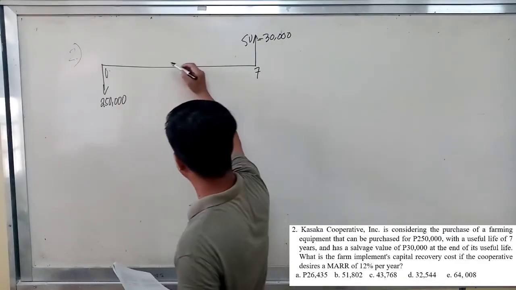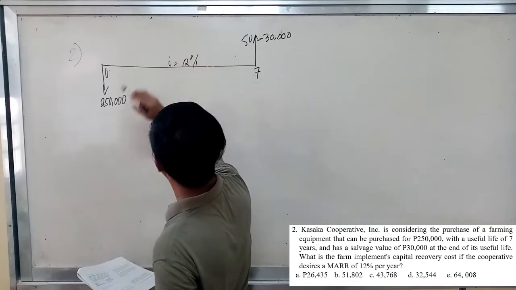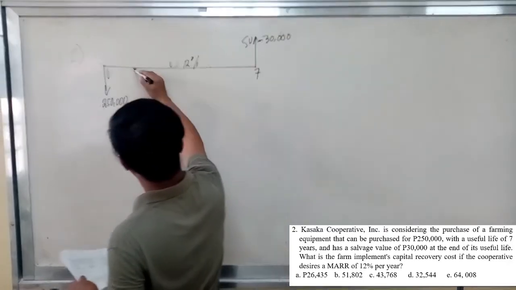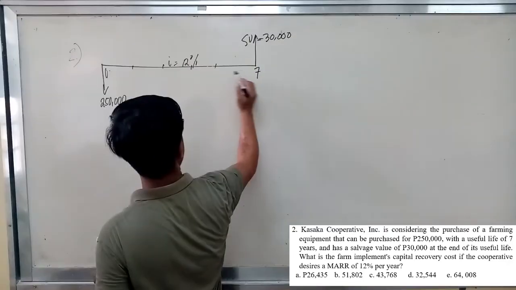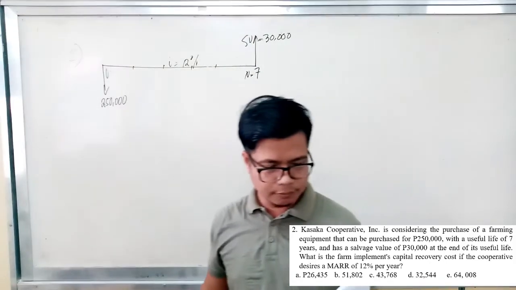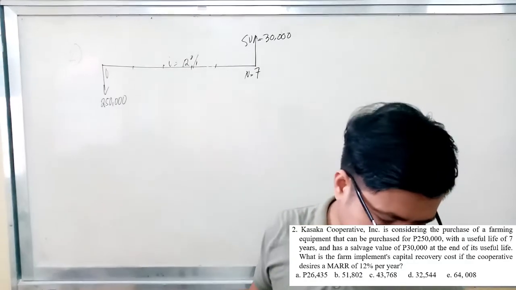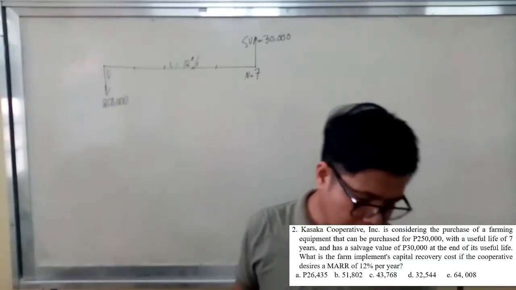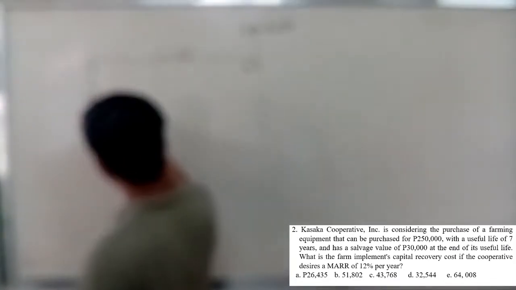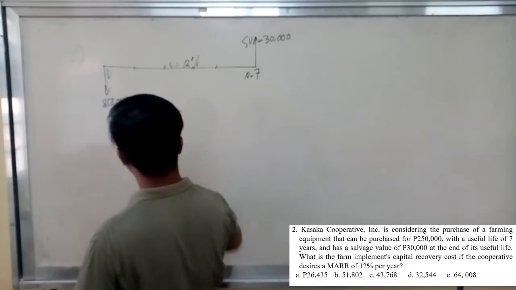So interest is 12%. Okay? So yun lang, very simple. So N is 7 years. So what is the farm implements capital recovery cost if the cooperative shares are 12% MARR per year? So ulit, capital recovery is the investment cost.